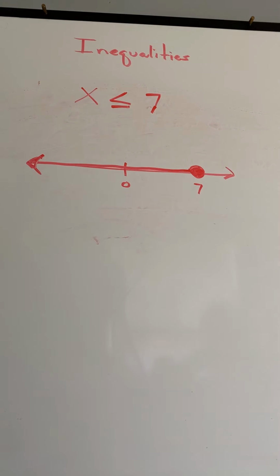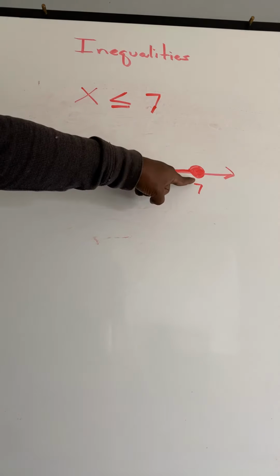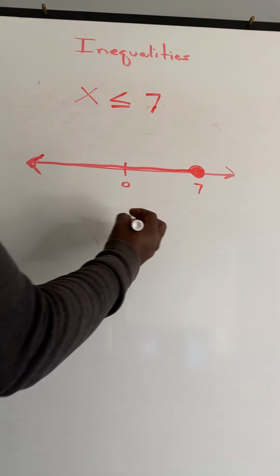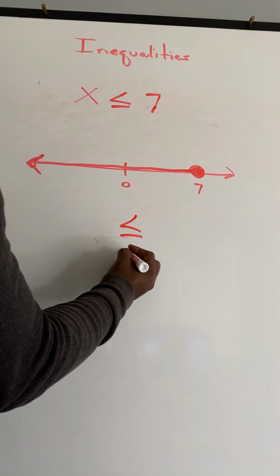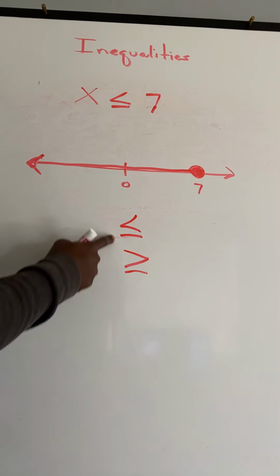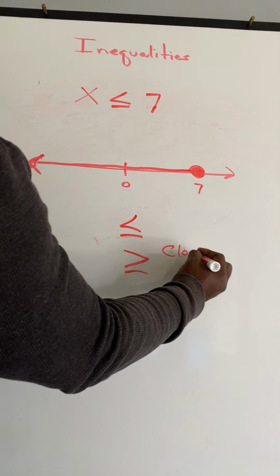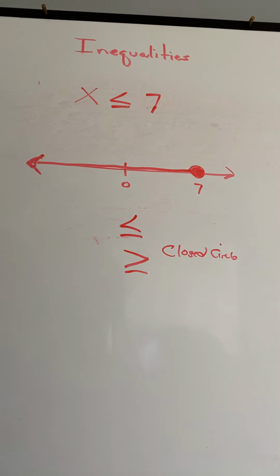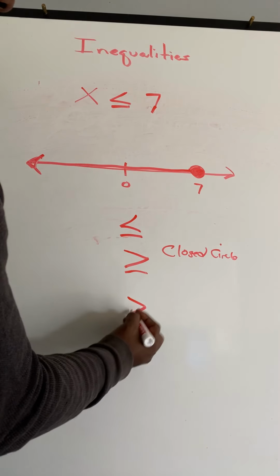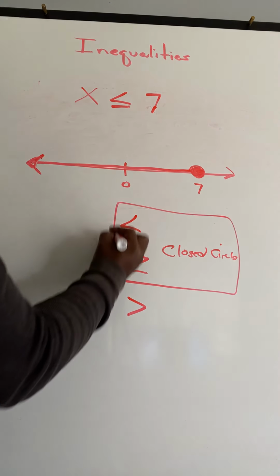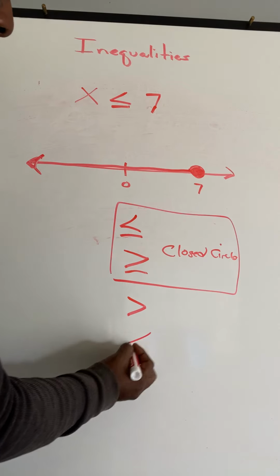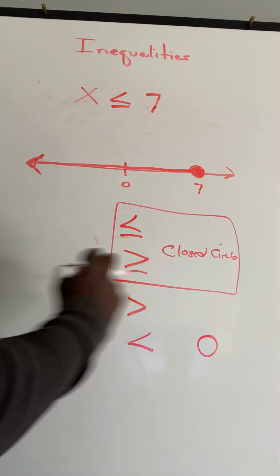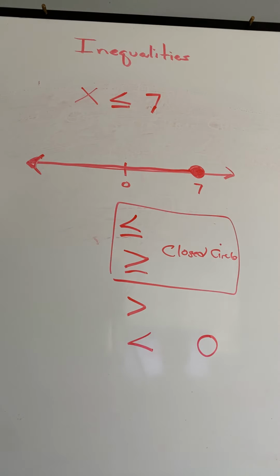Okay, so remember our steps. Go to the number. Open or closed circle. And let me identify, I know it's in your notes, but I'll tell you here. Anytime you have an inequality sign with the line underneath, this means closed circle because it is including the number. Anytime you have an inequality sign where there is no line underneath, this means open circle because it does not include the number.